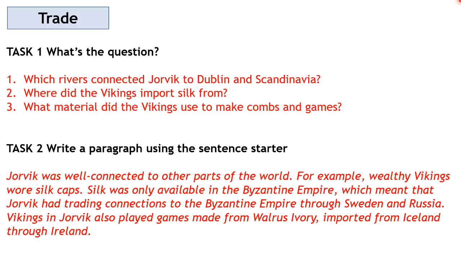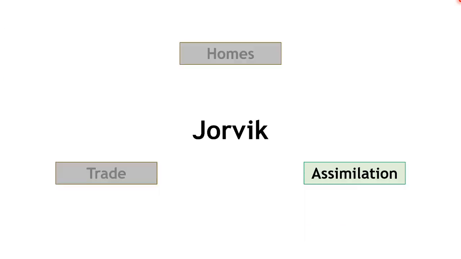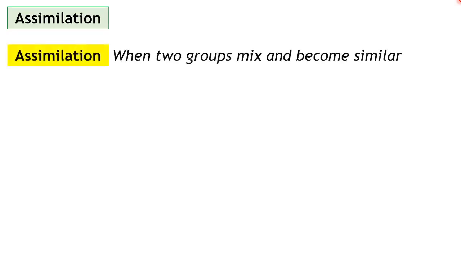Okay, so we've looked at trade, we looked at homes. Pause if you need more time on this slide, but we're going to move on to look at the final part of our Jorvik study, and that is assimilation. I'd like you to write down this word assimilation as a subheading, and then write down the definition here. Assimilation is when two groups mix and become similar.